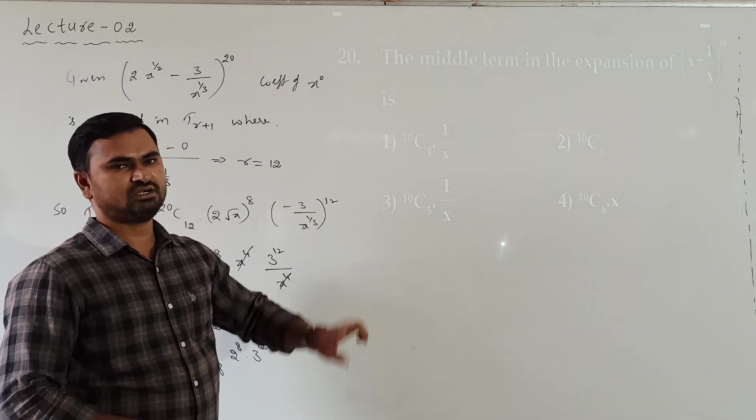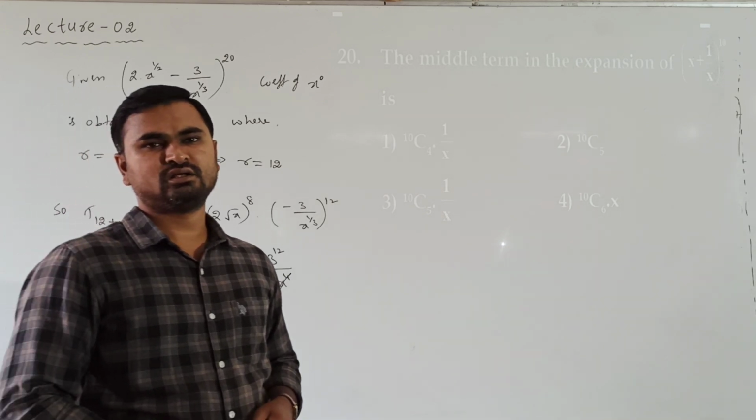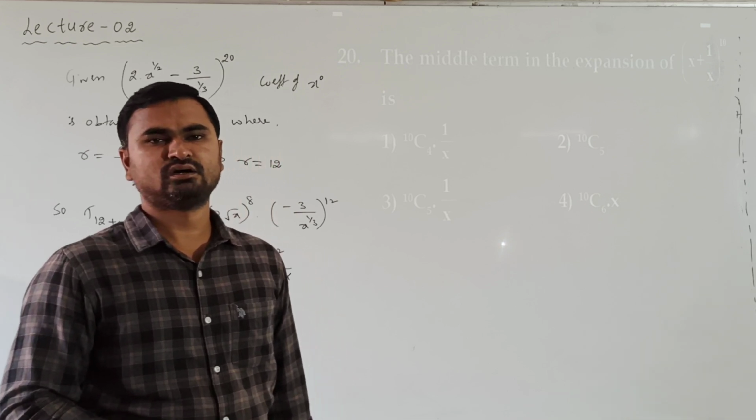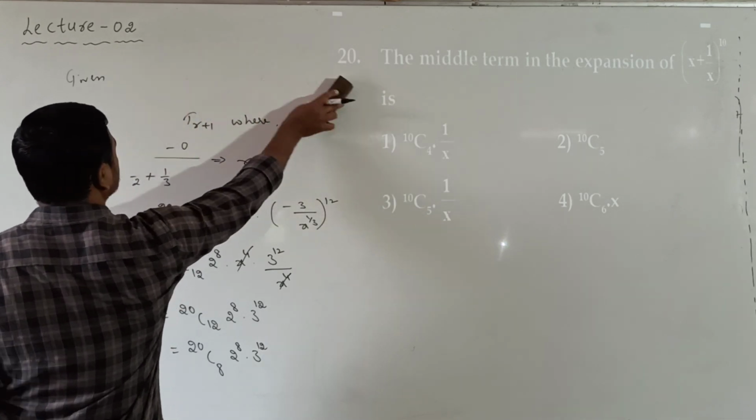If the power n is odd, what middle terms do we get? Two middle terms, the (n+1)/2 th term and the (n+3)/2 th term. So depending on n, we get the middle terms.